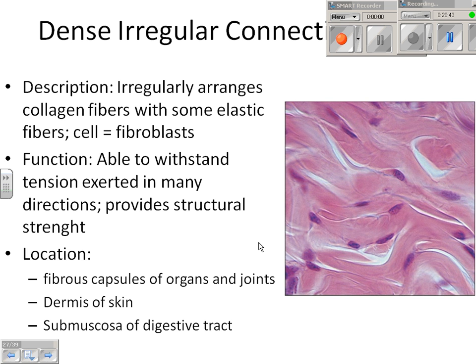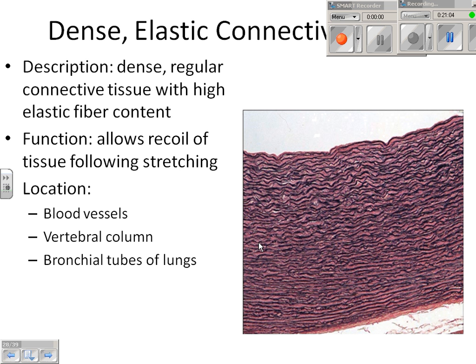Where do you find this type of tissue? Oftentimes, this is the tissue that makes up fibrous capsules of organs and joints. The dermis of your skin will have some irregular connective tissue. So when we move to skin, you'll probably be able to identify some of this. And the submucosa of your digestive tract has this type of tissue. All right, last, let's talk about elastic connective tissue.